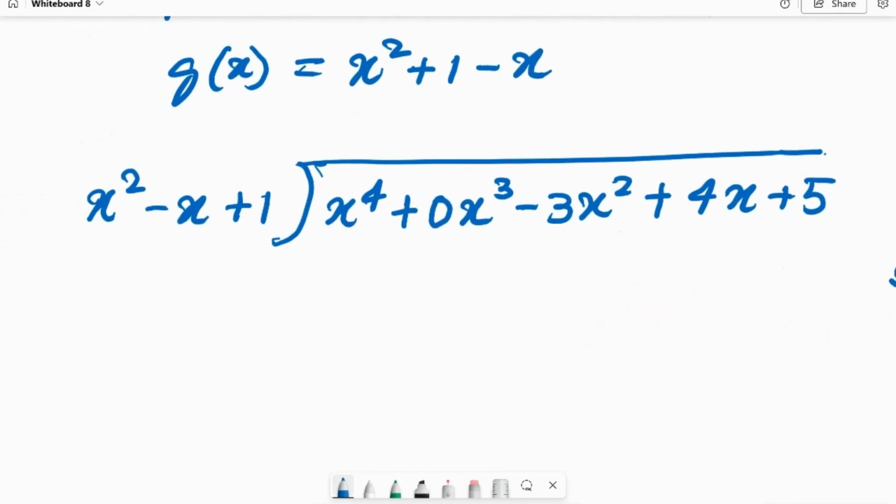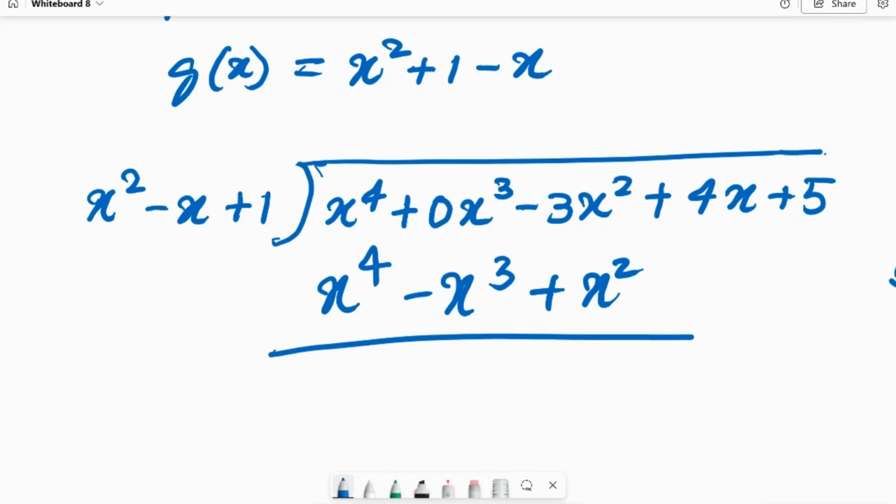Multiply x square with all the terms of g of x. So we have x square into x square is x power 4, and minus x into x square is minus x cube. I wrote 0x cube in the p of x since there is no term for x cube in the p of x. So this will be minus x cube, and plus 1 into x square is plus x square.